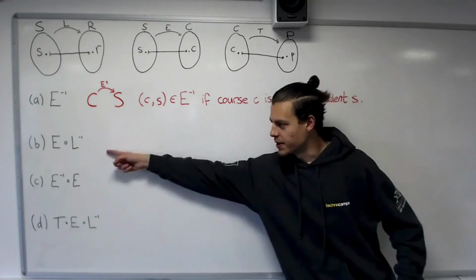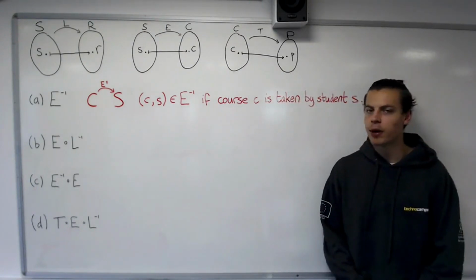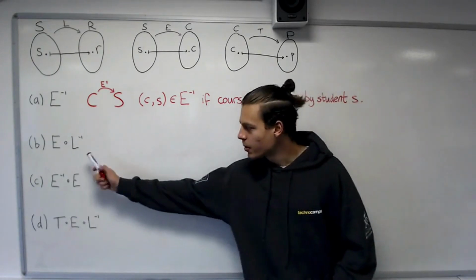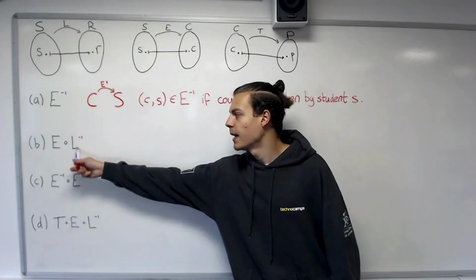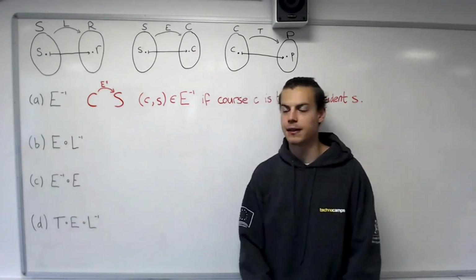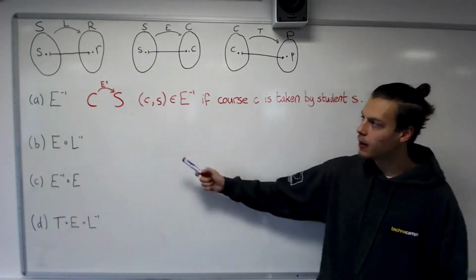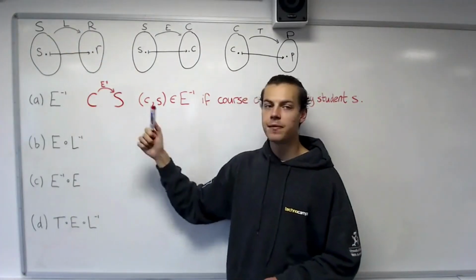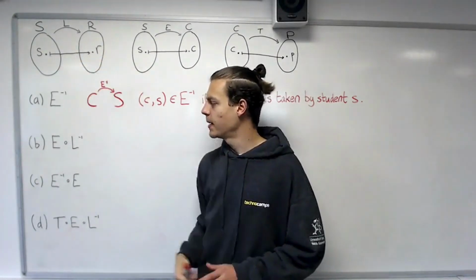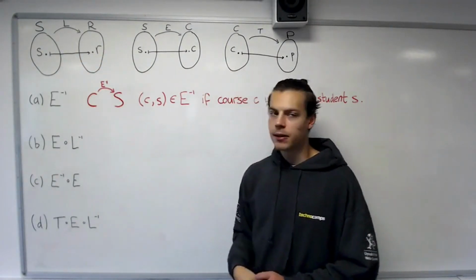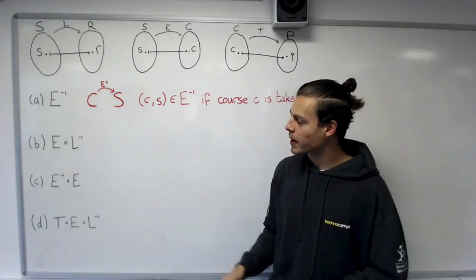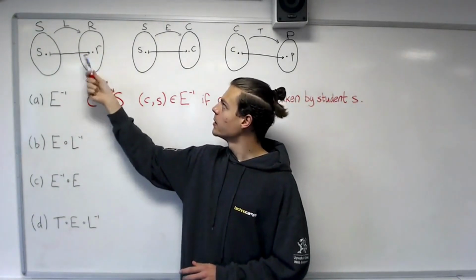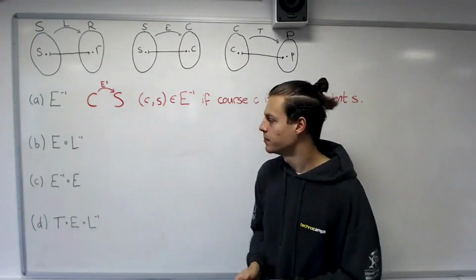Now let's look at our second relation, E composed with L inverse. Remember that we first apply L inverse and then E. L maps the set S to R, so L inverse will map R to S, and then E maps S to C. So this composition will map R to C.